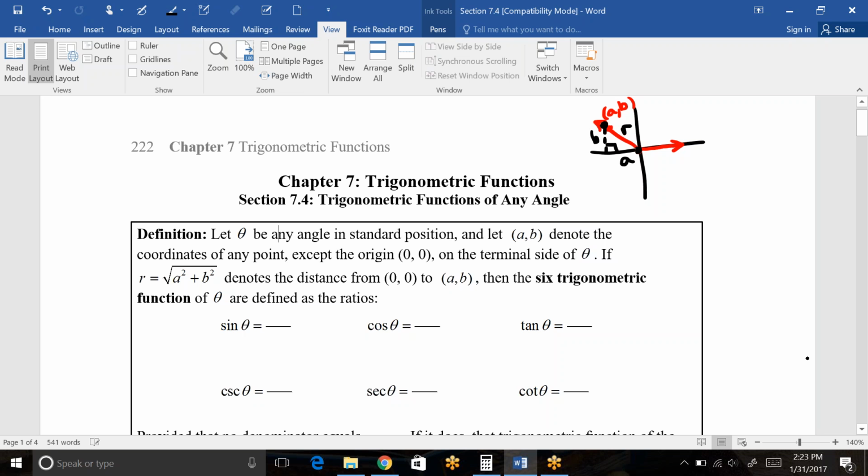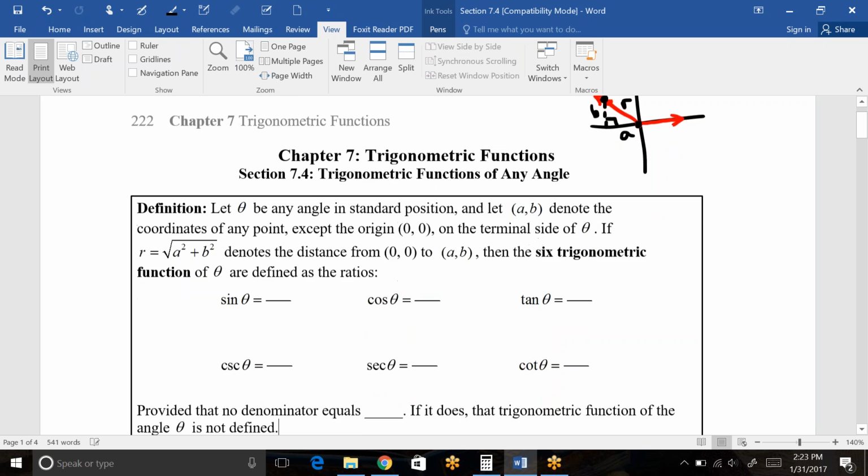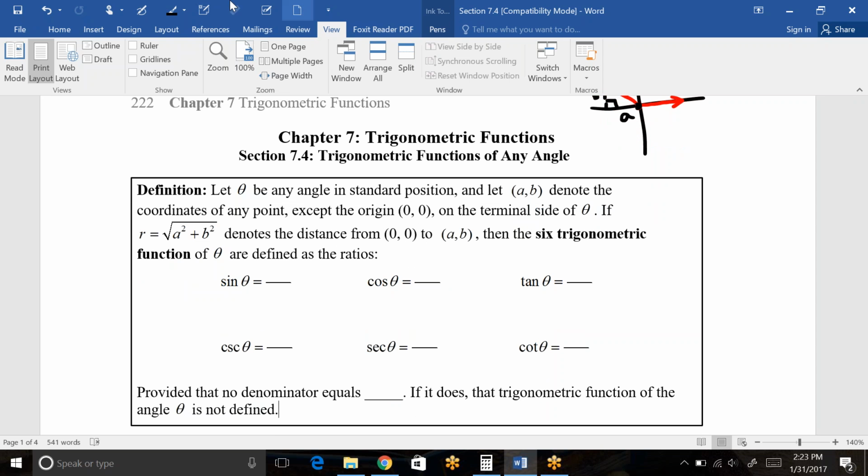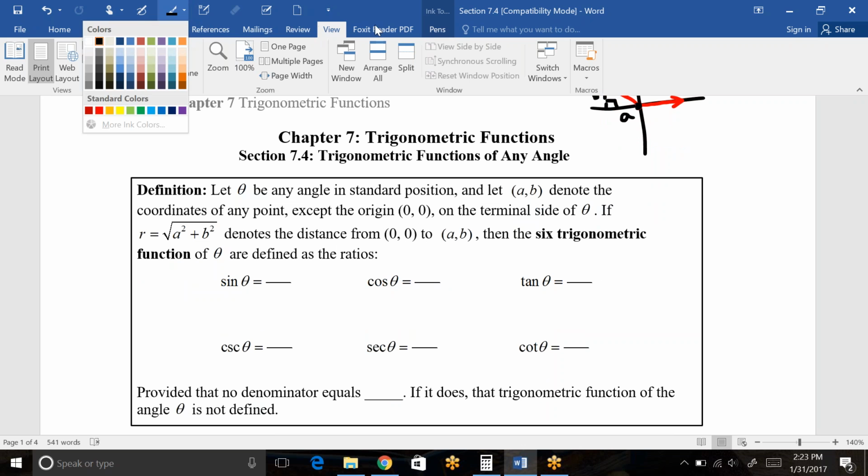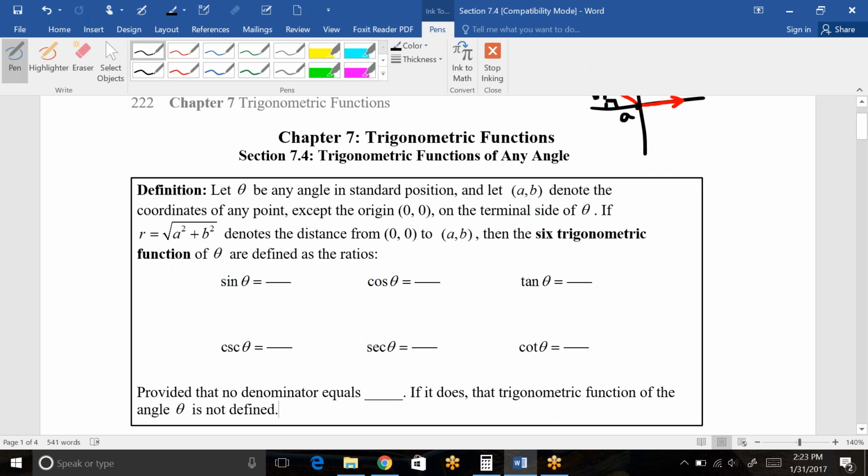So the trig functions would be defined, if you have that situation, as the following. Remember, sine is opposite over hypotenuse. So according to the diagram up here, opposite is b and radius is r, so b over r. Cosine would be adjacent over hypotenuse, so that's a over r. Tangent would be opposite over adjacent, so that's b over a. And remember, these are just the reciprocals, so r over b, r over a, and a over b.